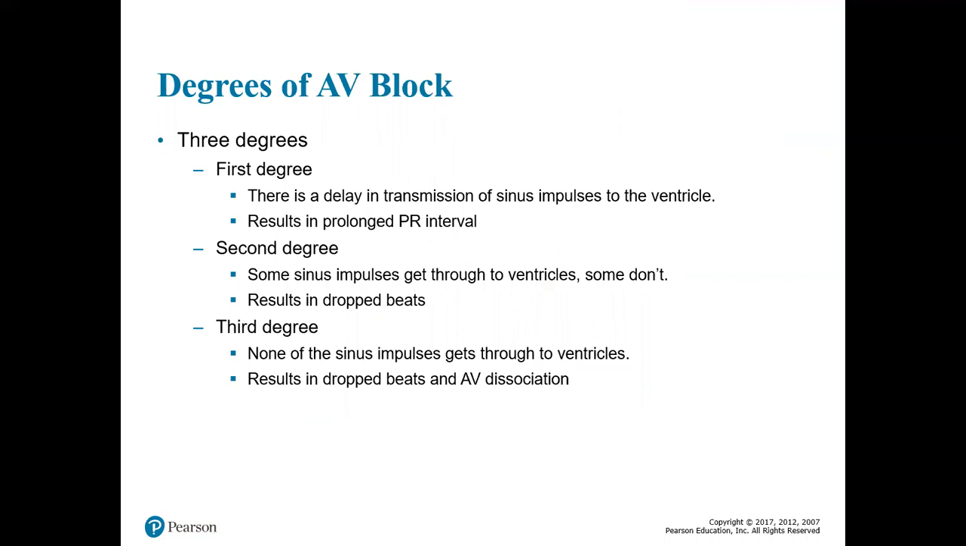So the degrees of AV blocks, you have 3 degrees. You have your first degree, in which there's a delay in the transmission of the impulse to the ventricles, and you have a long, prolonged PR interval. Your second degree, some of the sinuses get through, some of them don't, and eventually you have a dropped heartbeat. And then with your third degree, you have a complete block of the impulses getting through to the ventricles, and your P waves and your QRS complexes do not agree with each other. Okay, so you may have several P's here with no QRS and vice versa.